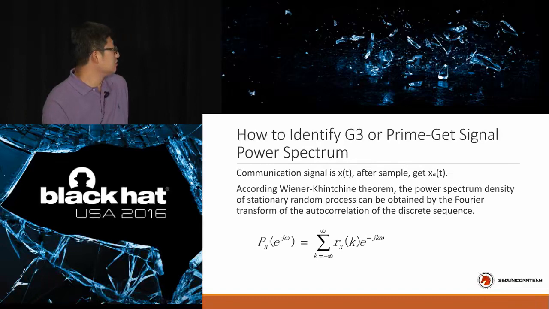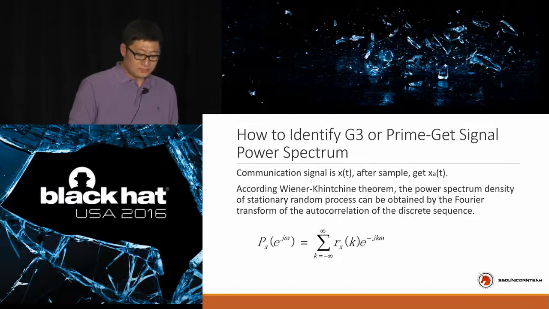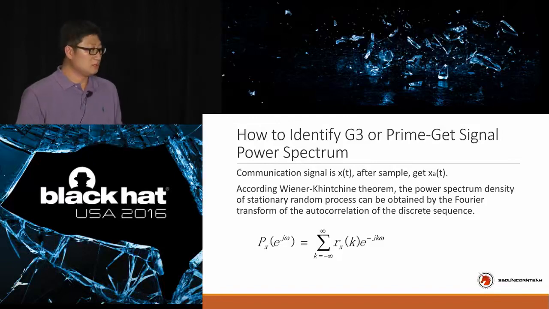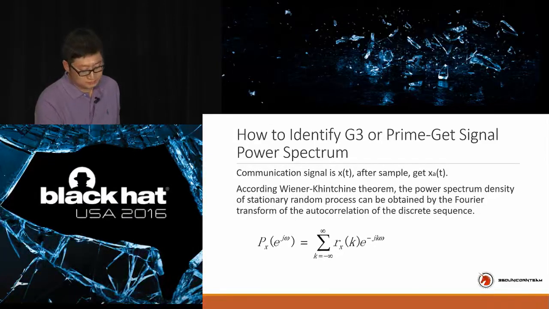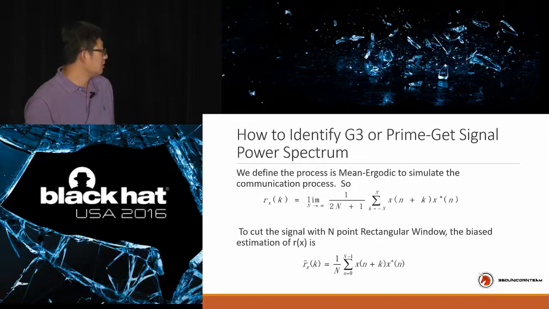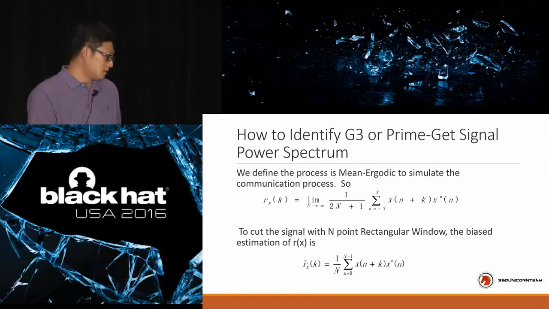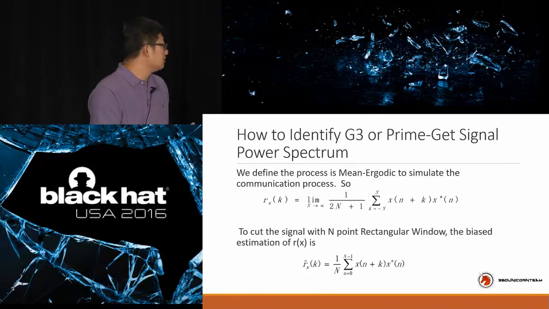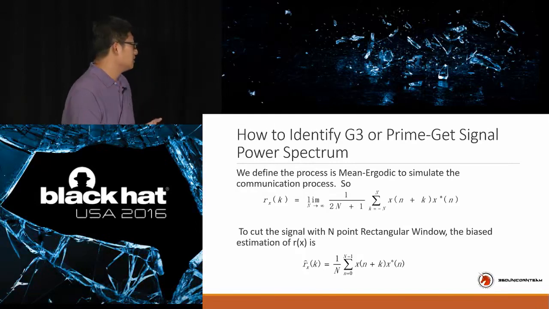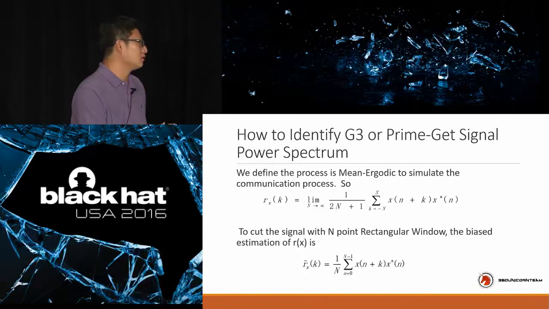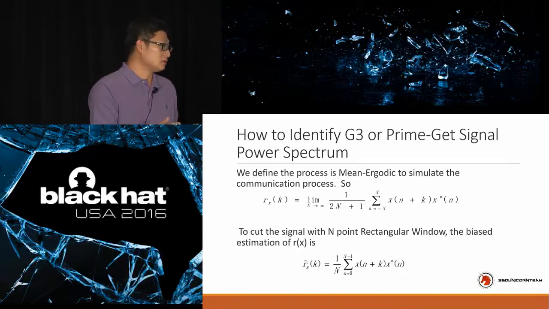We define the communication signal as x(t). After sampling, it becomes s(n). We can see the power spectrum. The power spectrum is the Fourier transform of the autocorrelation. It requires an unlimited sequence, but that is impossible, so we cut the record. It means we pass the record through a window.